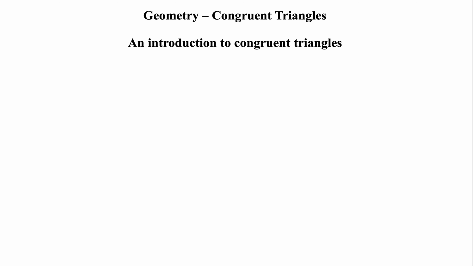So, welcome to an introduction to congruent triangles. Now, congruent triangles, by definition, congruent, if you'll recall, even though it's been a while, does literally mean the same size and the same shape. So when we're talking about triangles, we're talking about two triangles that have the exact same size and the exact same shape. Now, same size has to do with the side lengths.